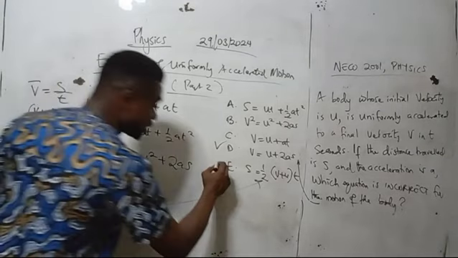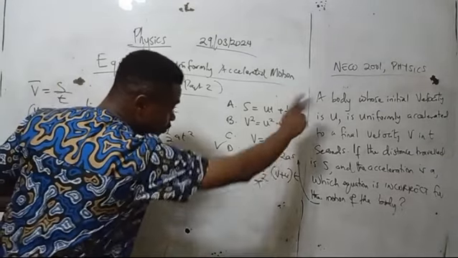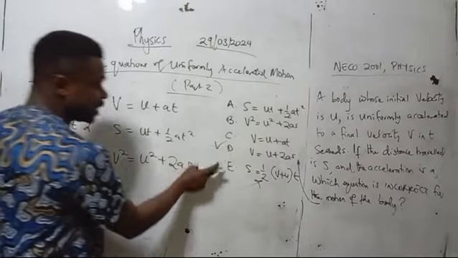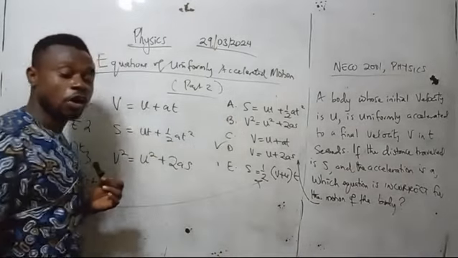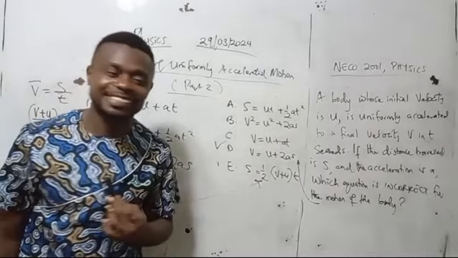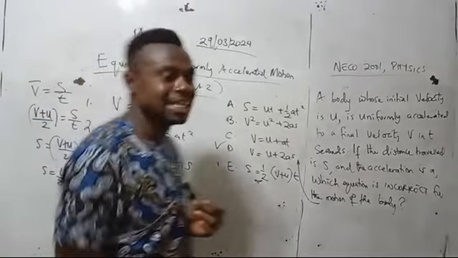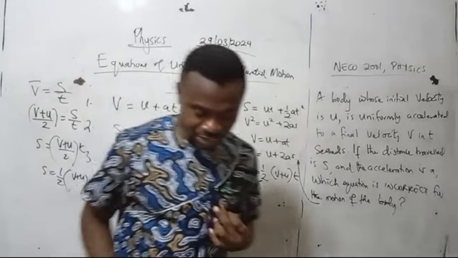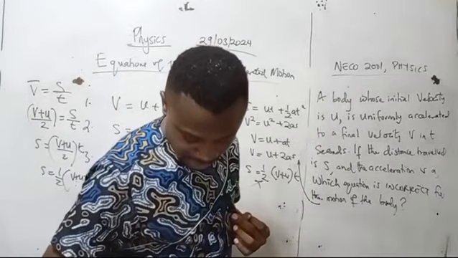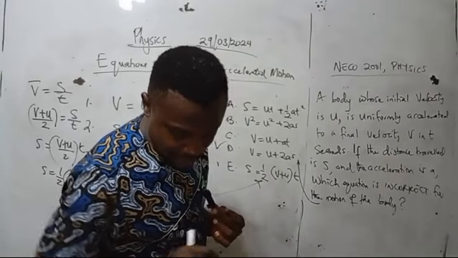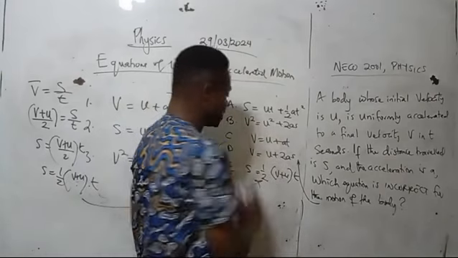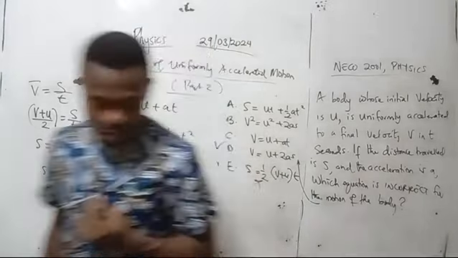So I also pick this as correct. This is also an equation of motion, but it's not the answer. The answer is D. So E, C, B, A, they are all correct. The answer to this NABTEC 2001 physics question is not shown here because I just got this online. The answer is actually D. All right.